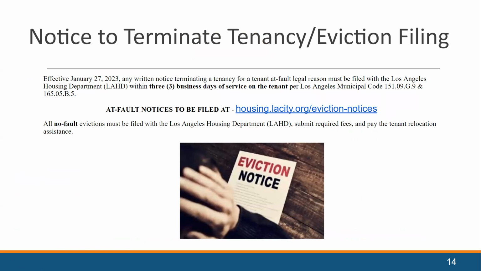Another new requirement in the City of LA that applies to all residential units, including RSO and Just Cause and any other unit that's rented in the City of LA that's residential, is that landlords must file a copy of the notice to terminate tenancy with LAHD no later than 3 business days after service of the eviction notice on the tenant.